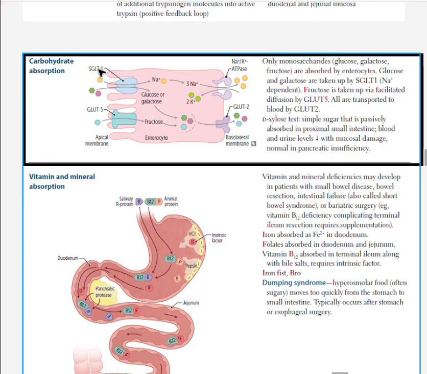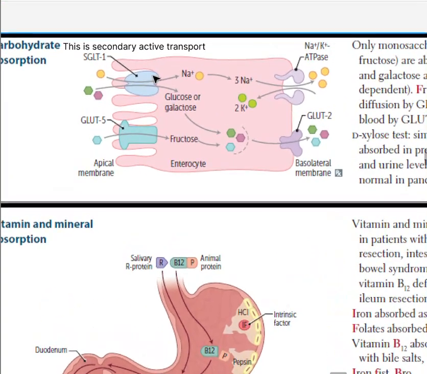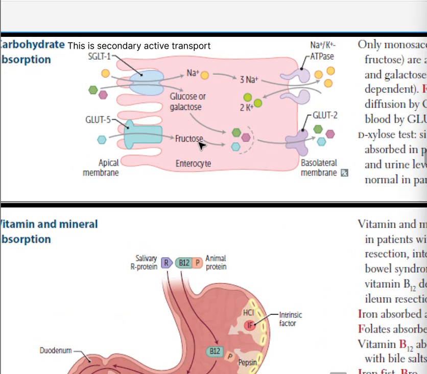So the SGLT1 here, this is secondary active transport, right? Let me just write this down here for you. The SGLT1 is doing secondary active transport. And why it works is it depends on the sodium gradient, right? So the sodium and glucose enter together. And that's why when you have dehydration states and you drink the ORS, which has a little bit of salt, the sodium helps the glucose to come inside, right? So this is secondary active transport. It depends on sodium gradient.